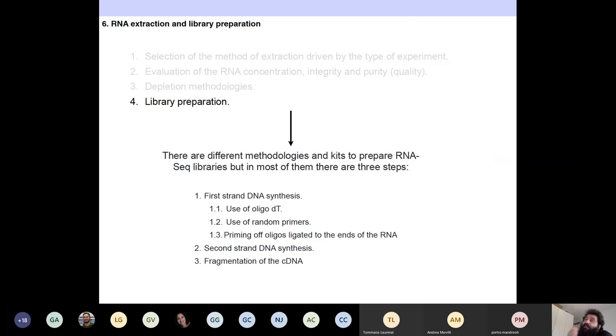And the final thing is the library preparation. There are many different ways to prepare RNA libraries. Some of them are more precise than others. We have an in-house method in our lab that works sometimes, sometimes not, but it's cheap. I prefer kits. You can have kits, even if they are more expensive. I always recommend the kits because they are going to give you fewer headaches and you cannot have variants.